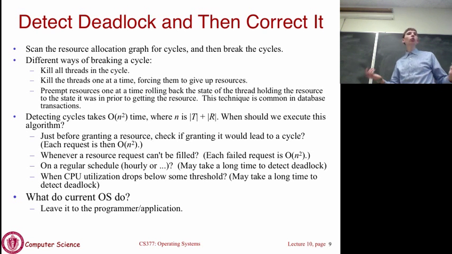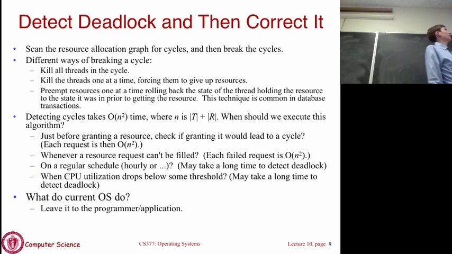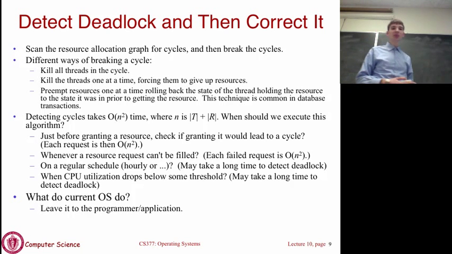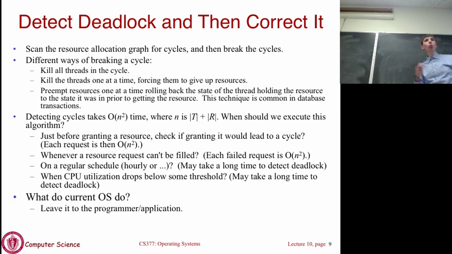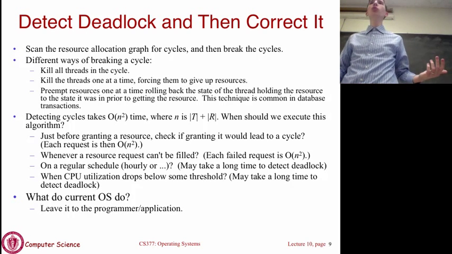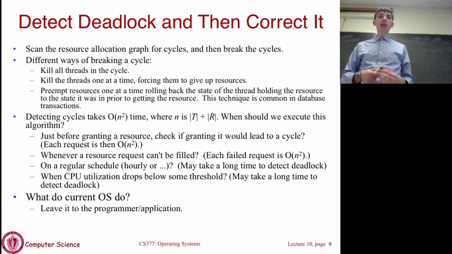So a few different ways we could possibly do that. You could do things like just kill all the threads in the cycle, just terminate them all. Obviously, there's no more deadlock if you do that. Probably not the best approach. You could do something a little less extreme. You could terminate threads one at a time. Because remember, if you start terminating threads, probably sooner or later you're going to break the cycle, and then everything will start moving again. But also not ideal.